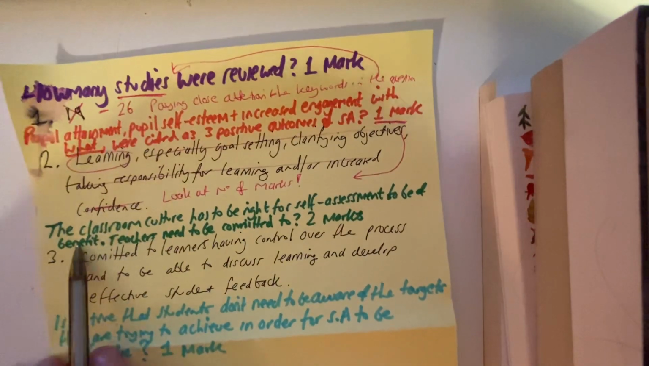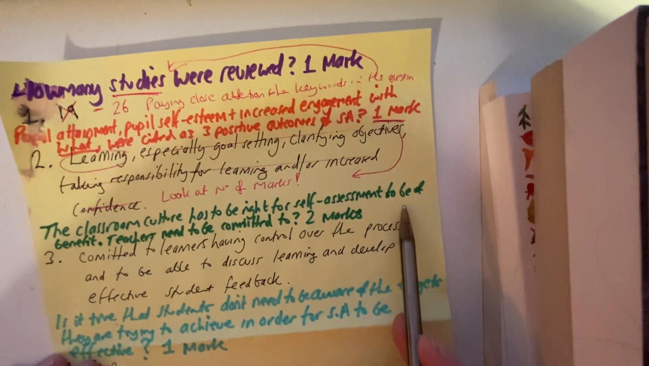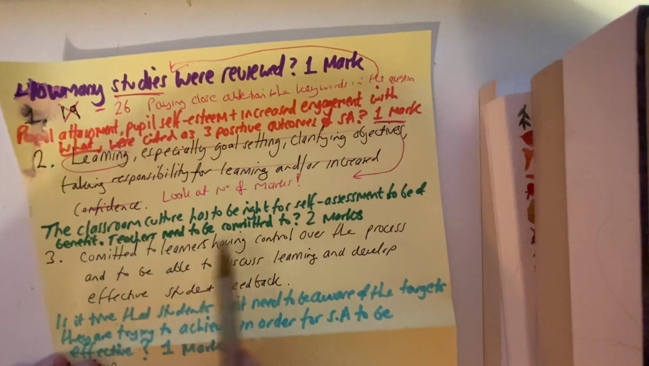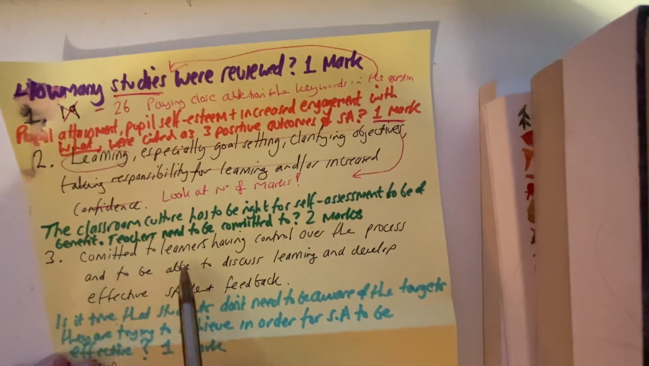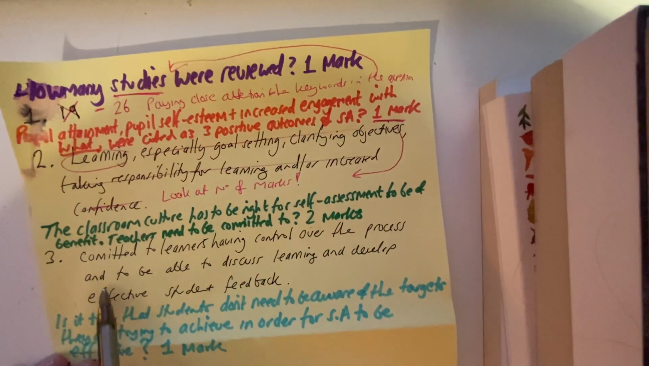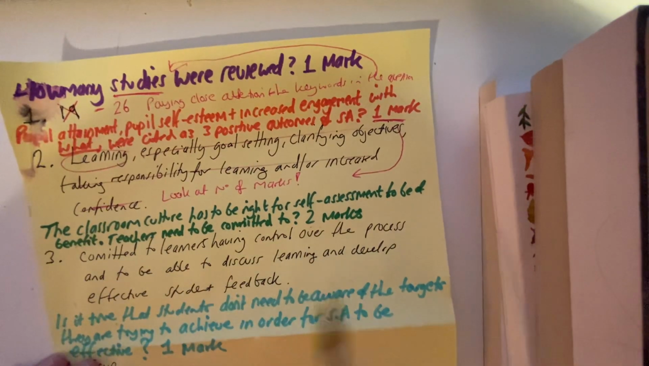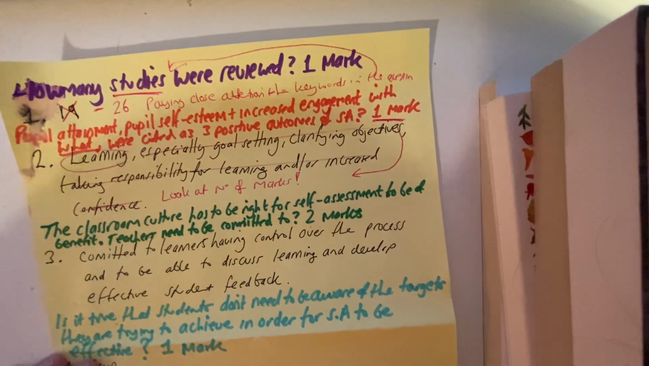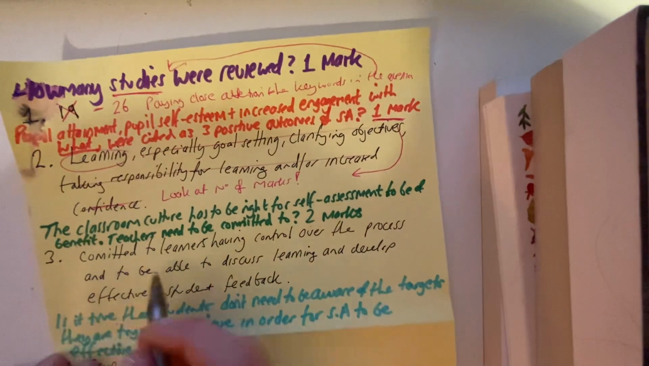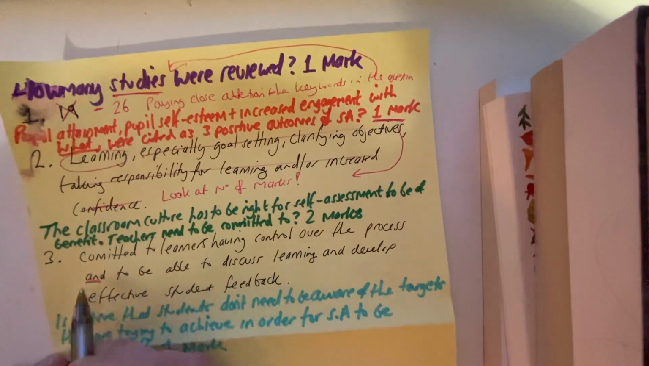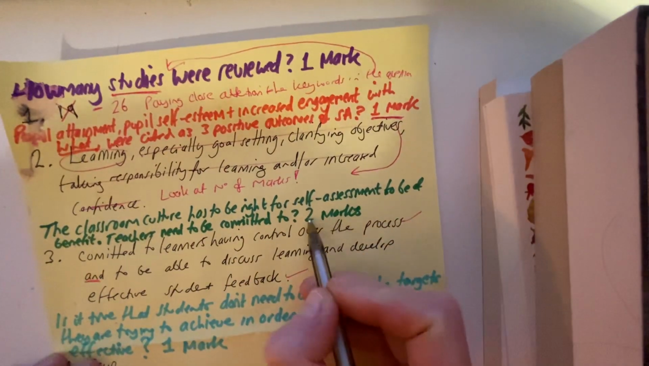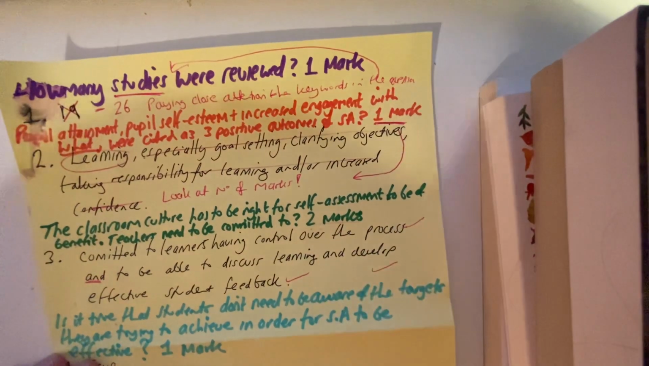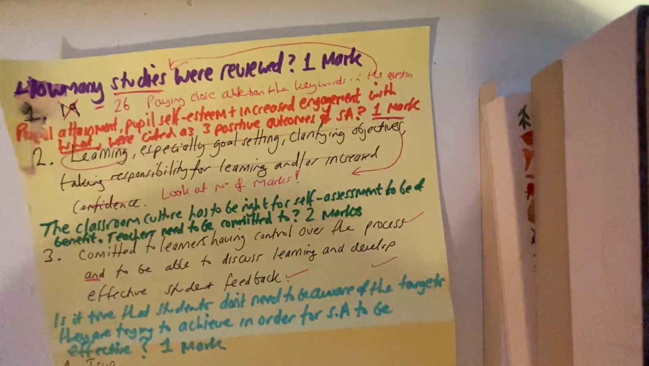Question 3. The classroom culture has to be right for self-assessment to be of benefit. Teachers need to be committed to, ? 2 marks. Committed to learners having control over the process and to be able to discuss learning and develop effective student feedback. Okay, well that's brilliant. We've got the and in here, indicating there's 2 parts, 1 and 2. It's a 2 mark question. That is a spot on answer.